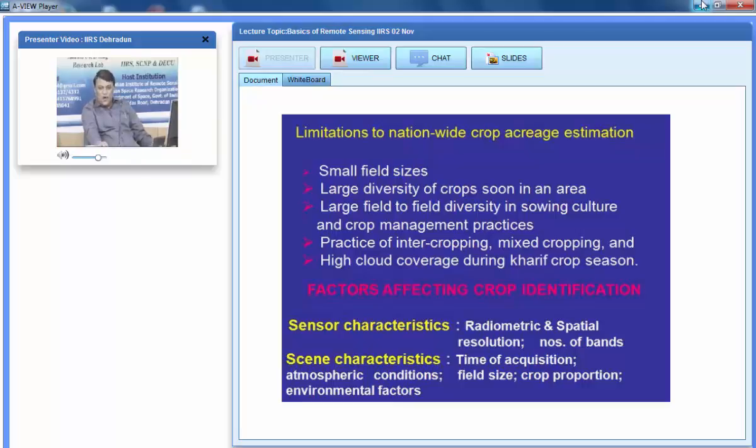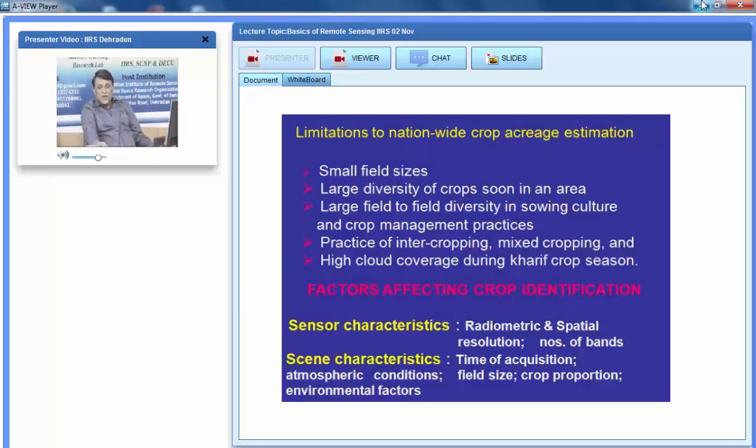High cloud coverage during the Kharif crop season. Particularly, we have a staple crop in the form of rice, which is grown during the Kharif season. If we want accurate rice acreage estimation, we need cloud-free satellite data. Optical satellite data covering the visible, near infrared and short wave infrared domain is highly sensitive to cloud, and you won't be able to see the crop through clouds in satellite images.